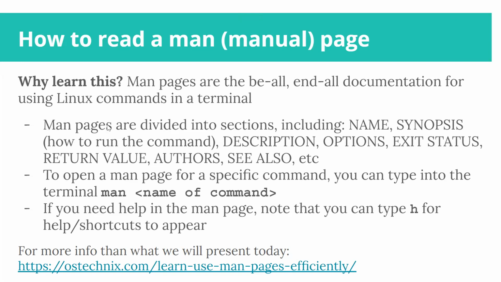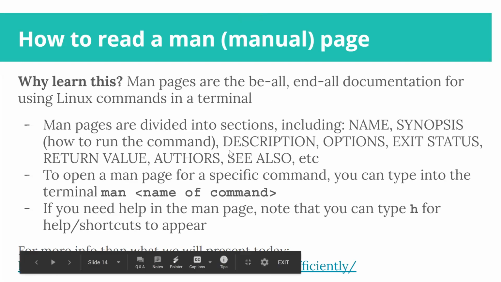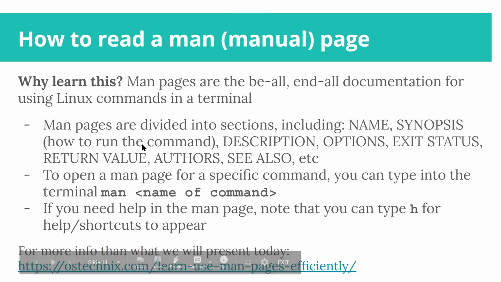So the first thing to know is that man pages are divided into sections. They'll have the name, synopsis, which is pretty much just how to run the command. The synopsis will tell you the format you should enter the command in to your terminal. They'll have a description of what the command does. They'll have the different options you can use, so those are the flags that start with the hyphen. They'll also have an exit status, the return value, authors, and so on. So they have a lot of different possible categories. Some of them are not required for every man page.